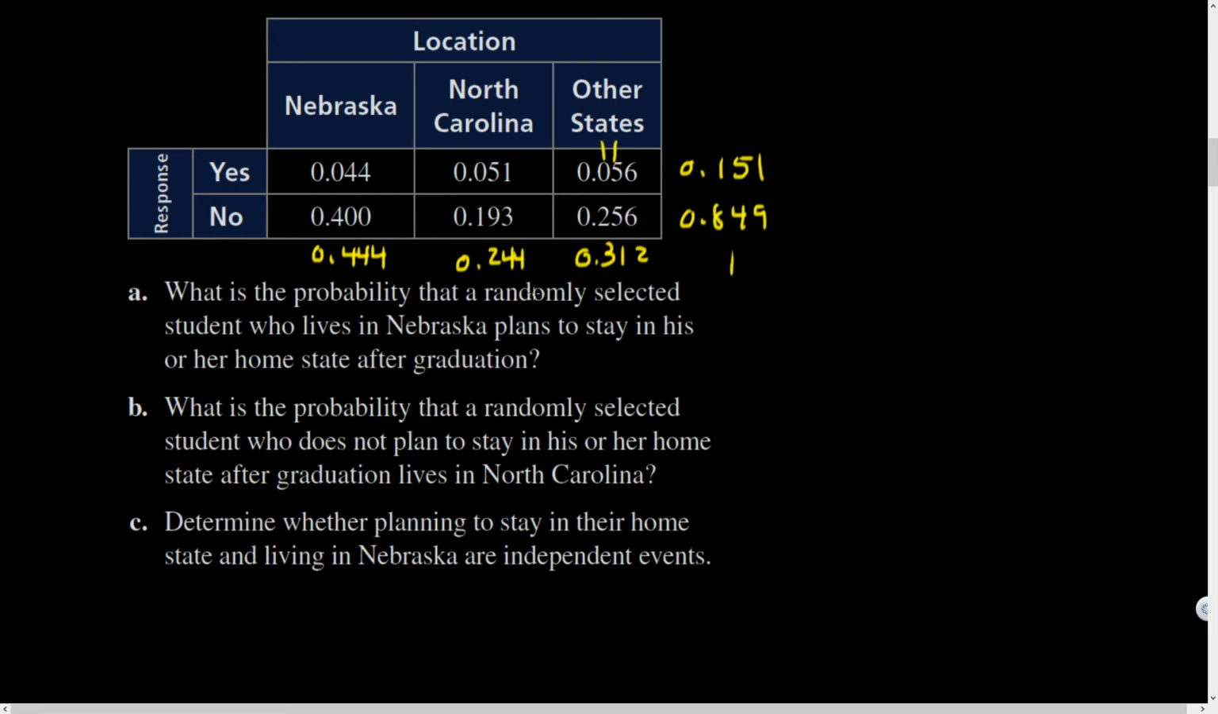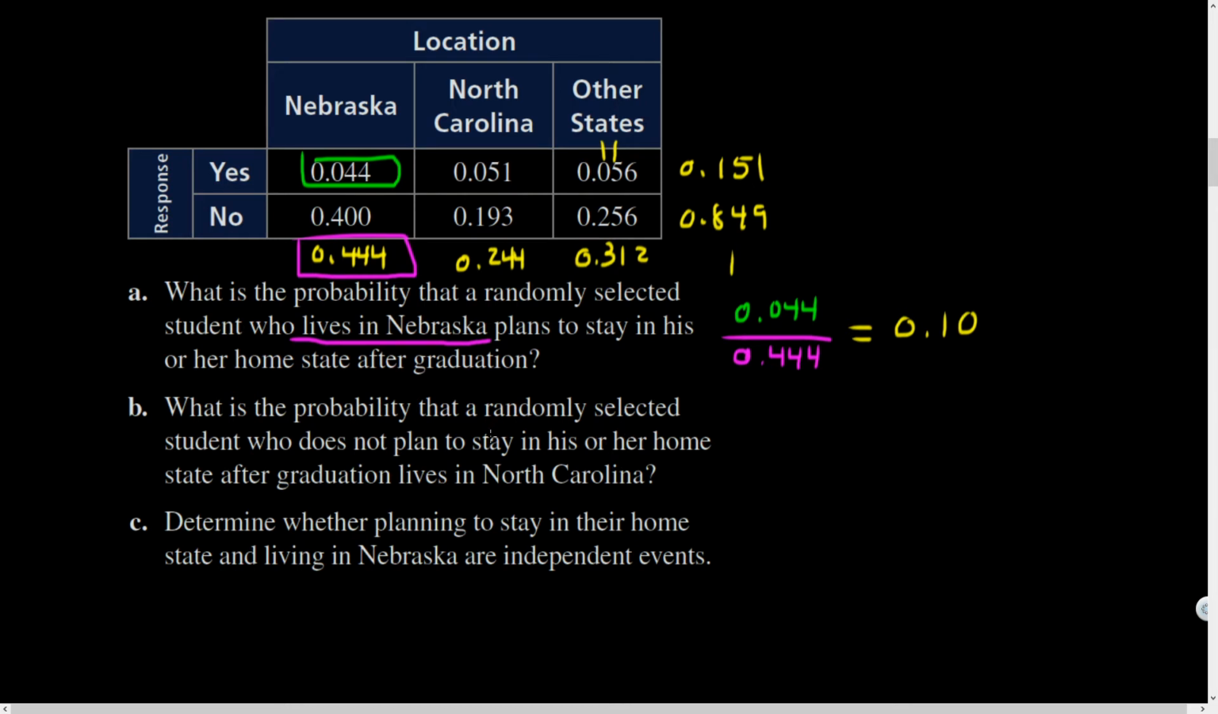Let's see. What is the probability that a randomly selected student who lives in Nebraska, so lives in Nebraska is my given, and so I'm working with this here, plans to stay in his or her home state after graduation. So plans on staying is this number. Lots of 4s here. And if I divide that out, I happen to get about 10%. Am I right?